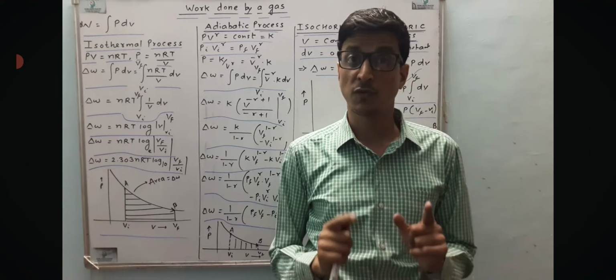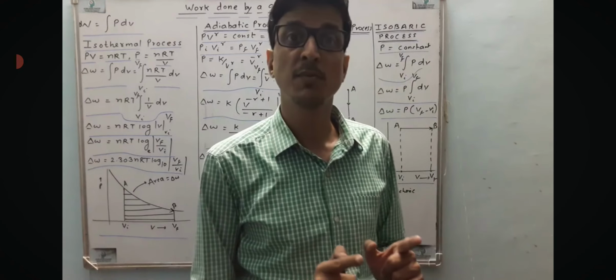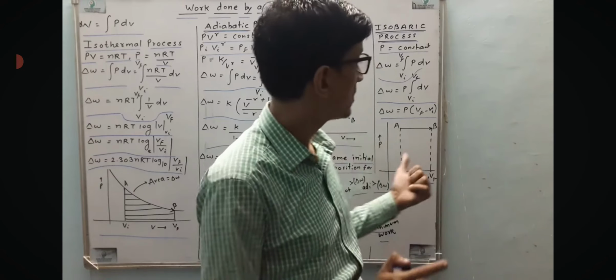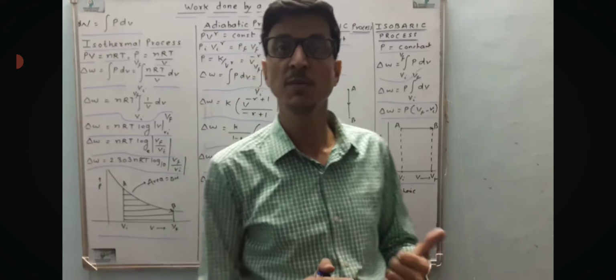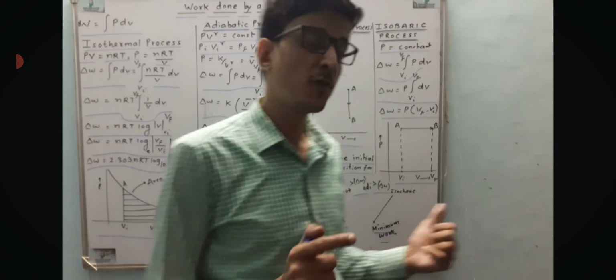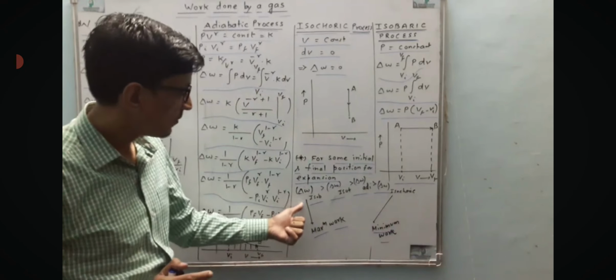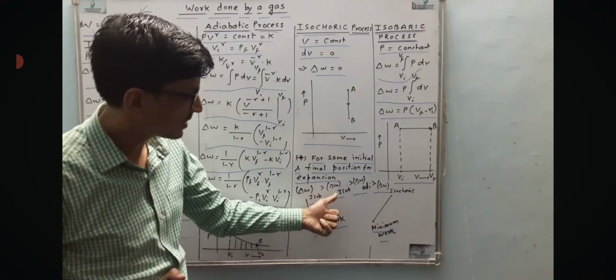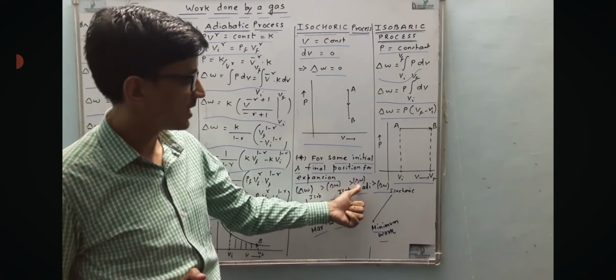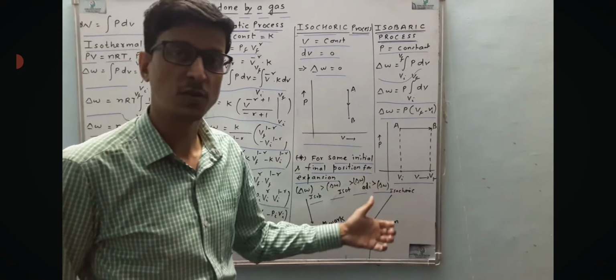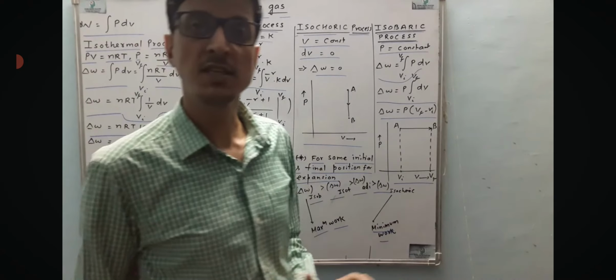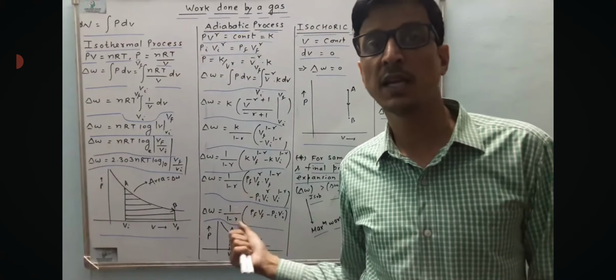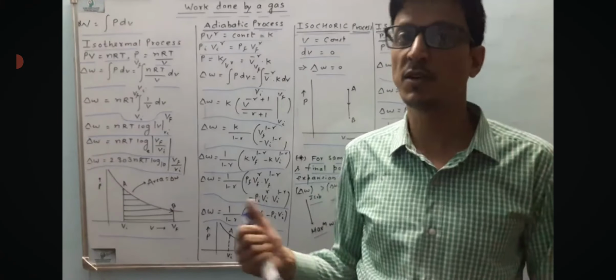So work done will be maximum in the isobaric process during expansion. You can see it from the graph, and it is minimum during the isochoric process. And for all the processes, we can say that work done in isobaric is greater than work done in isothermal, is greater than work done in adiabatic, is greater than work done in isochoric. You can verify these by numerical values or by analyzing the graphs. I hope it worked for you. Thank you and have a nice day.